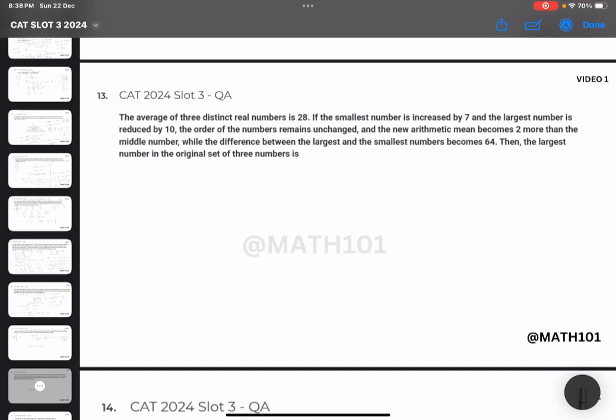The average of 3 distinct real numbers, let them be a, b, c. The average is 28, which implies (a plus b plus c) upon 3 is 28, which implies a plus b plus c equals 84. If the smallest number is increased by 7, the new number becomes a plus 7. The largest number is reduced by 10, that means it becomes c minus 10. The order of numbers remains unchanged, so c greater than b greater than a was what we assumed, and still c minus 10 is greater than b, and b is greater than a plus 7.